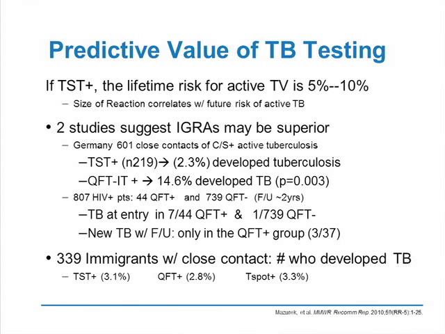The same was seen in another population of 807 HIV positive patients, where 44 were QuantiFERON positive and 793 were QuantiFERON negative. It is these 44 who actually had the QuantiFERON test positive who had TB at entry, 7 of the 44, and it's that population who was QuantiFERON positive who actually went on to develop TB as they were followed over a 2-year period. So again, there is some evidence that doing the QuantiFERON test may have some greater value than the TST, but there's some that says that it's actually equal to the TST in predicting those who develop TB, which is shown in the last bullet amongst 339 immigrant workers.